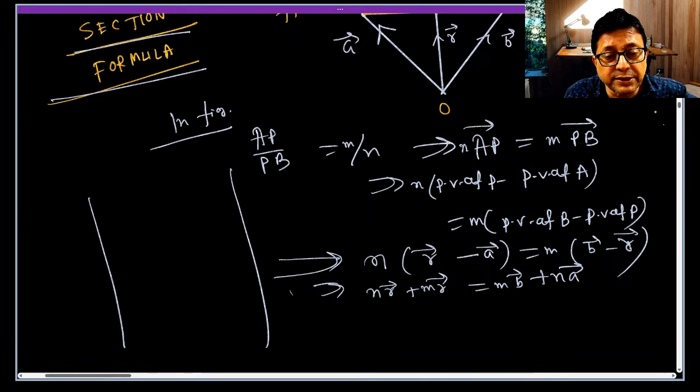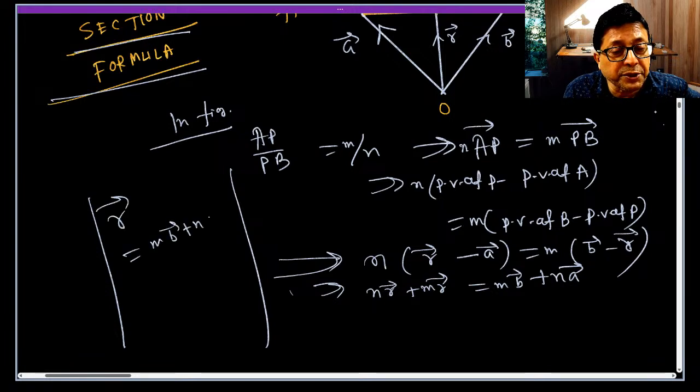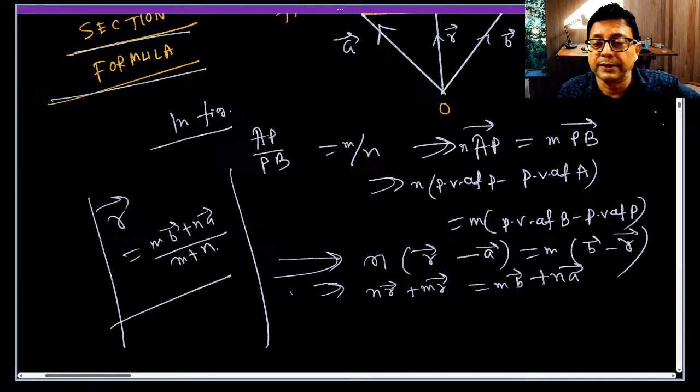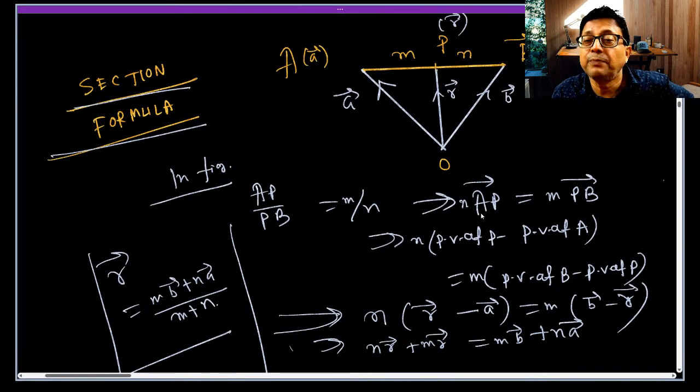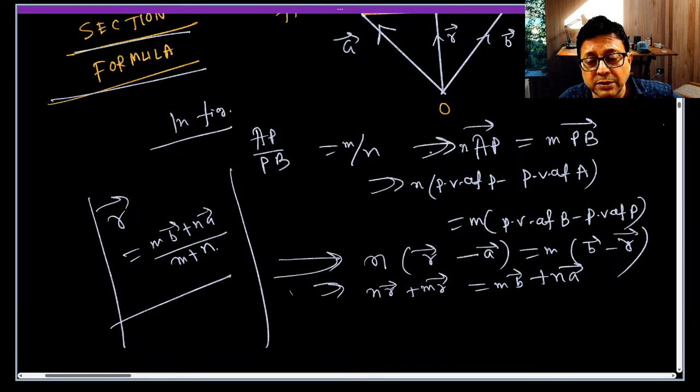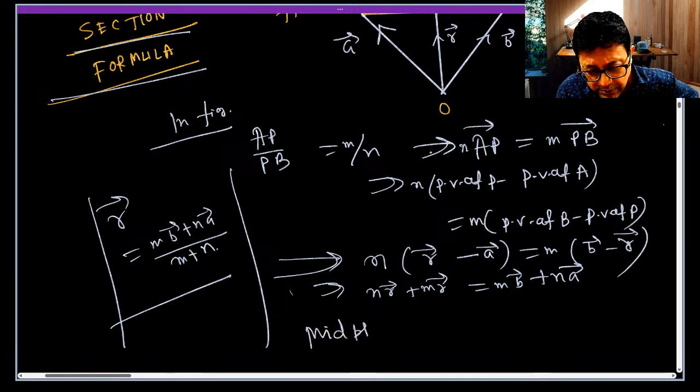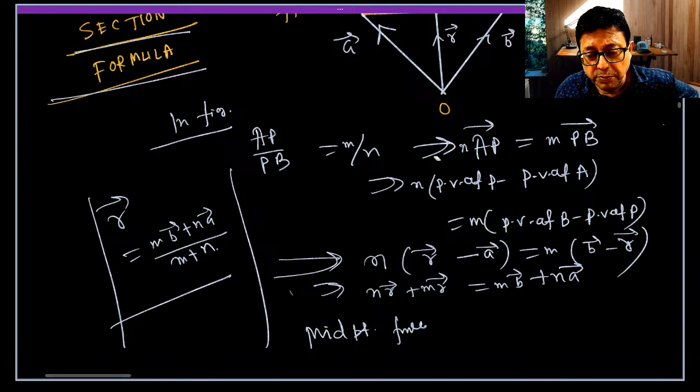This R I am writing here. R equal to M into B plus N into A by M plus N. This is the section formula. And position vector of P, if P be the midpoint, then you can take M is to N equal to 1:1. Midpoint formula will be what? Midpoint formula.